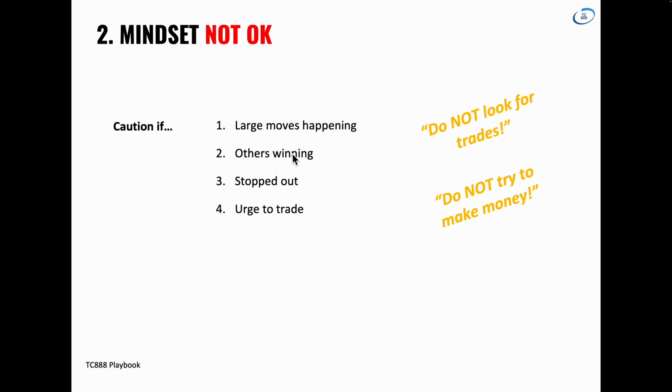If you see others winning and you think you should win too, or if you stopped out of a trade and you want to make it back, you know all of that. This is all red flags to not trade, to get off the screen, go around the block and come back. The only way to be successful if you are in front of the screen is that you are not looking for trades and you don't try to make money.